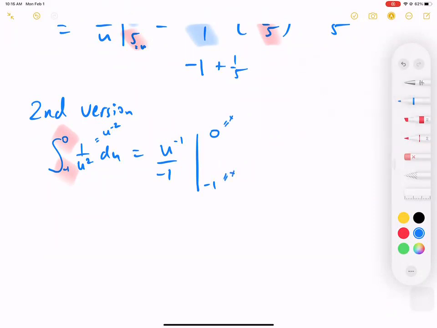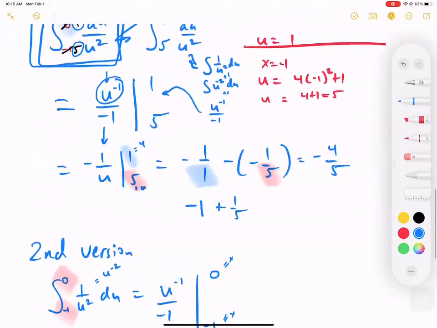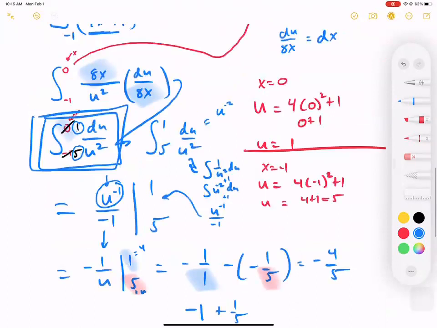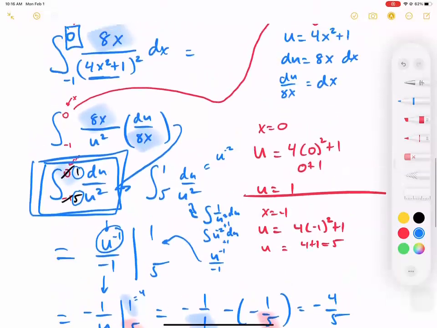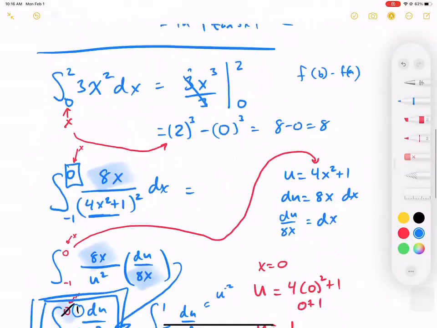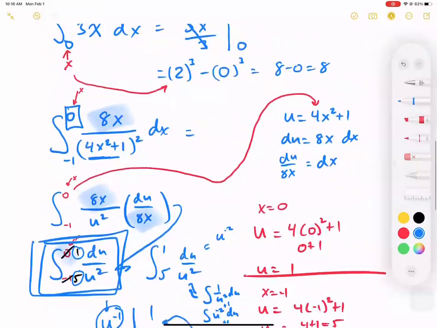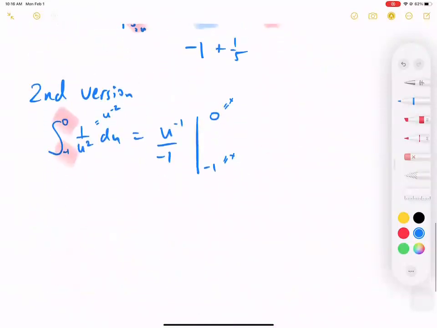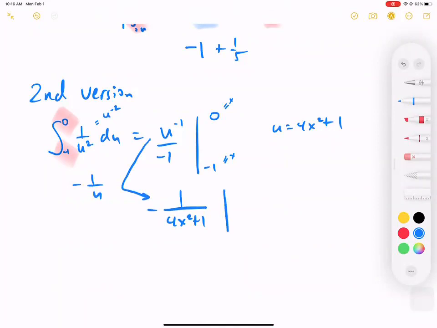At this point, let's go ahead and substitute u back in. We said u was some crazy value up here. What was u? 4x squared plus 1. So u equals 4x squared plus 1. We can plug it back in. So we end up with negative 1 over 4x squared plus 1. I'm rewriting the u on the bottom, 1 over u, and then plugging back my u.